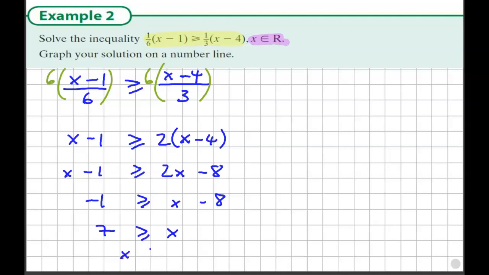You can write that the other way around. If you're going to write it the other way around, you have to point the inequality in the other direction. So the inequality is still pointing towards the x. Okay, x is less than or equal to 7.